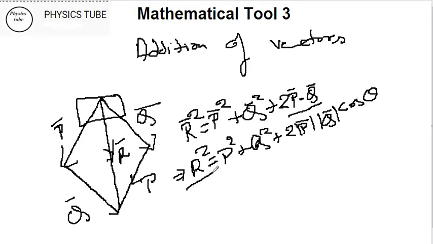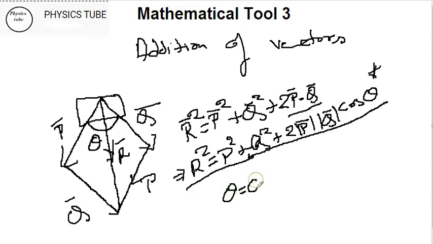That means this is the basic formula to understand about the parallelogram law. This theta, what I mentioned here, is the angle between P and Q. This is theta. Take it very seriously. Now a few things should be understood very clearly. If theta is equal to 0 degree, then P and Q will come together.